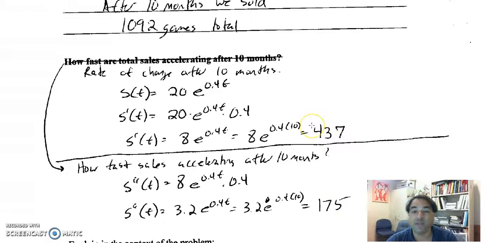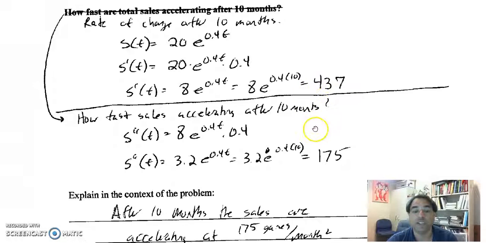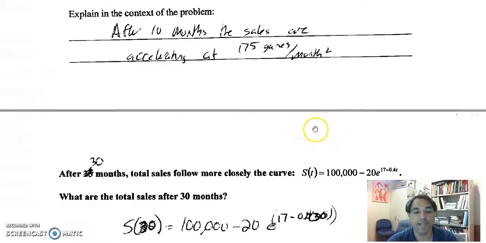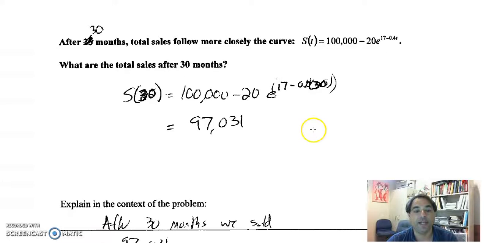So right now my game is very popular. I need to keep producing that game. Okay, and in the next video, we'll check what happens at 30 months. Well, actually, let's go ahead and do it now. So what happens at 30 months?